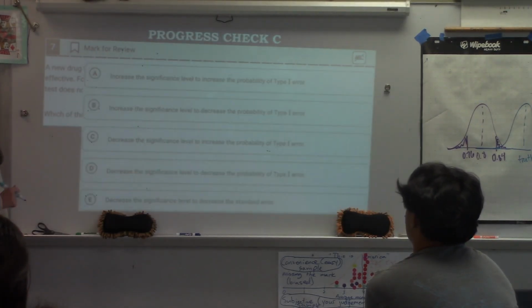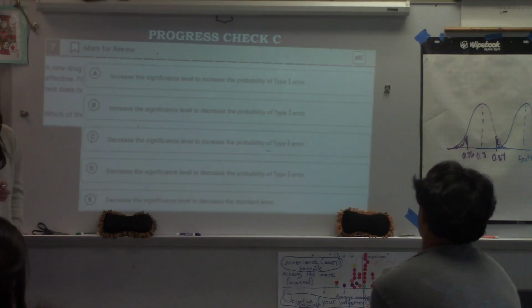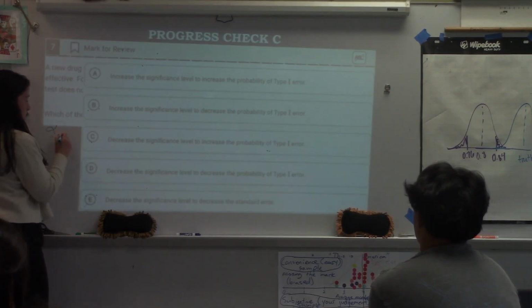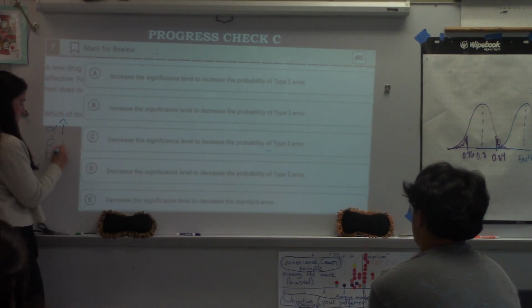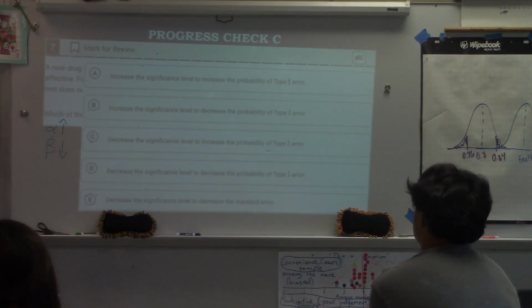No, avoid, so we want to decrease the probability of type 2. And we already talked about that. How are type 1 and type 2 related? As type 1 goes down, beta goes up. So as alpha goes up, beta goes down. Okay. So increase the significance level, which is our alpha, to increase the probability of a type 1 error. Yes, I mean, yeah. It was A.